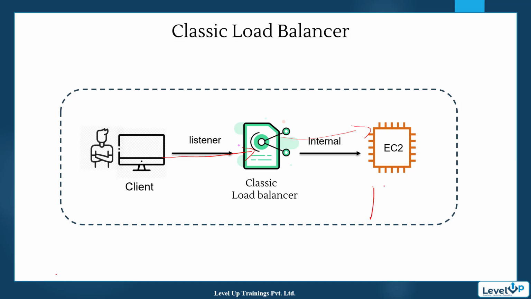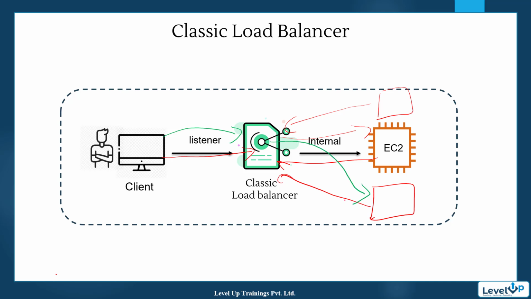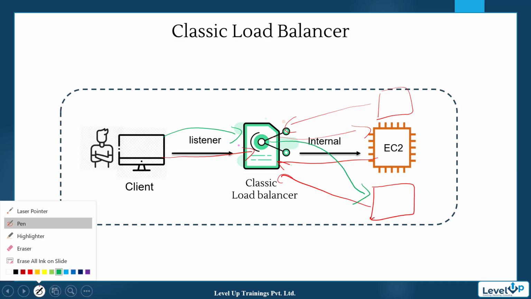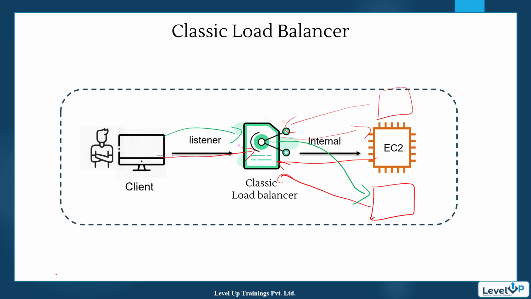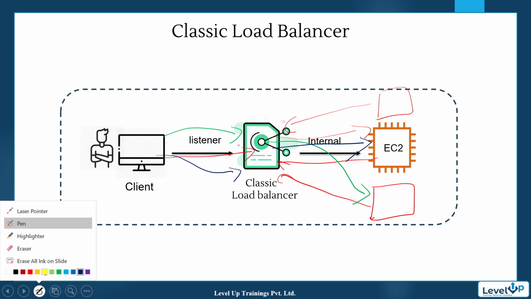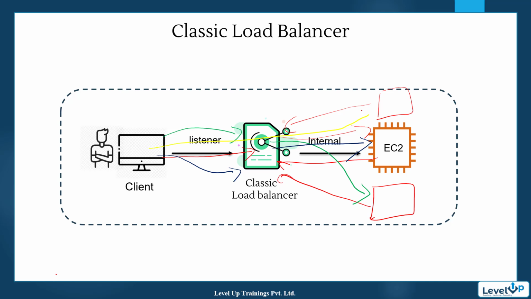Now let us assume there is one more EC2 instance attached to this particular load balancer. Now what happens? As soon as a request comes from the user, let's say this request is sent to this EC2 instance. Now let us say another request comes, and this request is sent to this EC2 instance. Let us say there's one more request from the user, and now this request is sent to the third server.